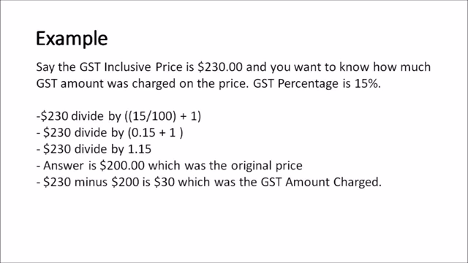So in the previous example, we multiplied. In this example, we're going backwards, so we divide. So if you divide $230 by 1.15, the answer you get is $200, which means $200 is the original price before adding GST, right? And that's how you calculate GST, whether you want to charge GST or you want to find out how much GST or what the original price of an item was.